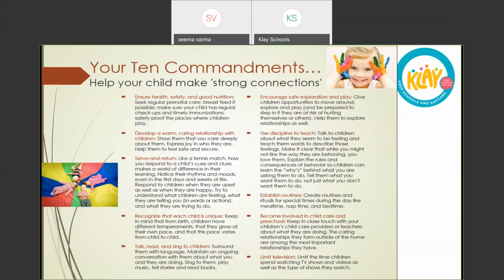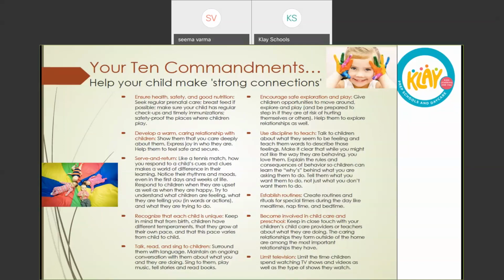So like a tennis match, how you respond to a child's cues makes a world of difference in their learning. So we have to be cued into the child's rhythm and moods, even in the first days and weeks of life. Like an infant will cry, we know that it is a cry for maybe food, maybe milk, maybe the child has soiled the diaper, or maybe the child needs a nap. But as parents, we are totally wired. So let us try and understand what children are feeling, because emotions are very, very important. And emotional stability is something that, when we talk to children on a daily basis about their emotions, really helps them to emotionally stabilize.